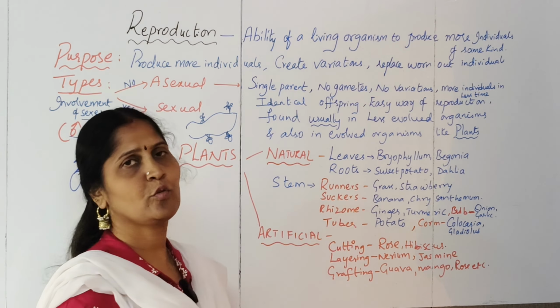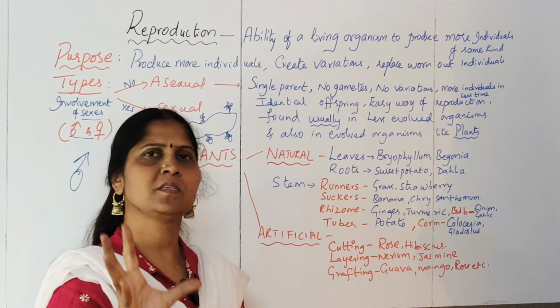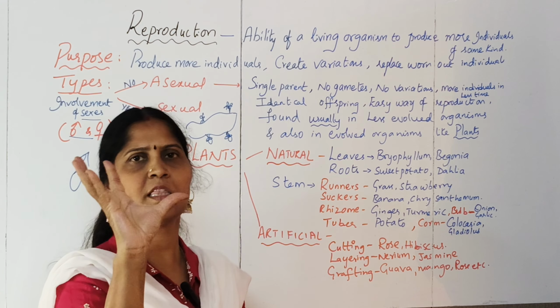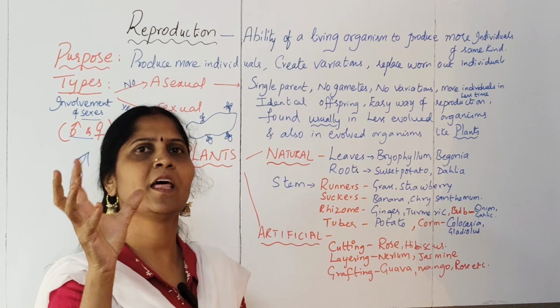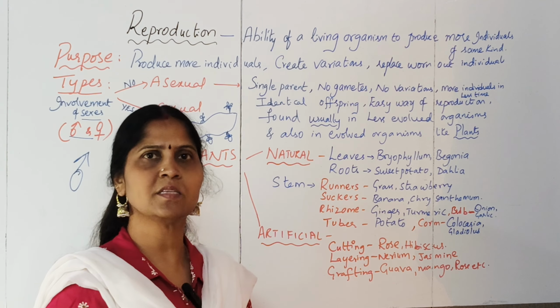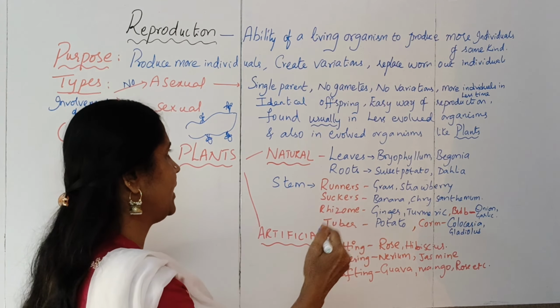Next, it can also happen through the roots naturally. Sweet potato and dahlia. Dahlia flowers you might have seen, mostly like chrysanthemum, they are big enough like this, and usually dark purple or white in color, big sized flowers you can see in the market. That also gets propagated through the roots naturally.